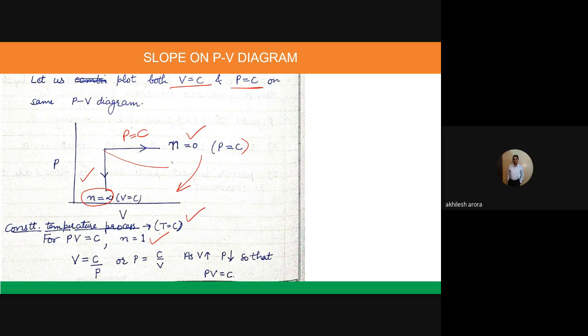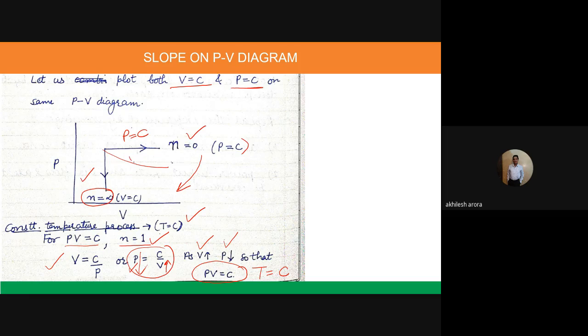So you can see it here. What I have written is PV is equal to constant and n is equal to 1. So I can say V is equal to C by P, or P is equal to C by V. So as V is increasing, P should go down. From this relationship you can see if V increases, P should go down. It is clear that PV equal to constant is nothing but a constant temperature process. So it also shows that when the volume is increasing, pressure should go down.